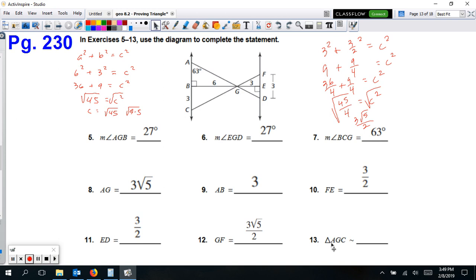And then it says triangle AGC is similar to, so AGC, this whole triangle here, is actually similar to this triangle here as well. We know that because we have some angles that are congruent. This angle here is congruent, and these 43 angles are congruent because alternate interior angles make those congruent. So we know this big triangle is similar to the smaller one, and we'll call that one DGF.